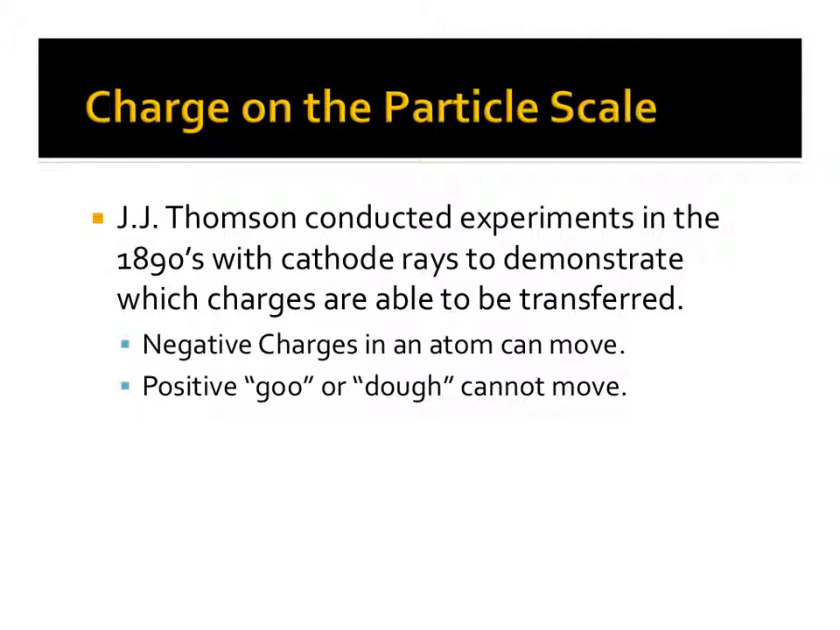So what does that mean for J.J. Thomson? Well, all of his experiments in the 1890s showed us that charges were able to be transferred, and it was those negative charges that were moving around. But we still need to decide what is positive, and at this point we don't know that there's a nucleus and all those little pieces.